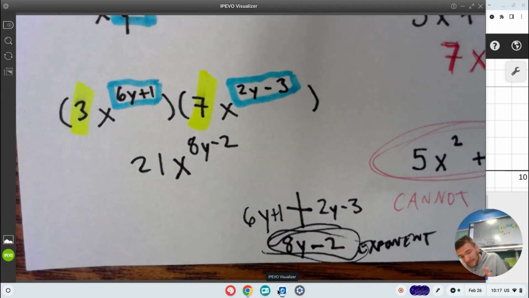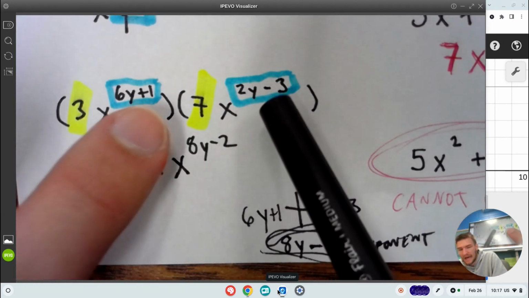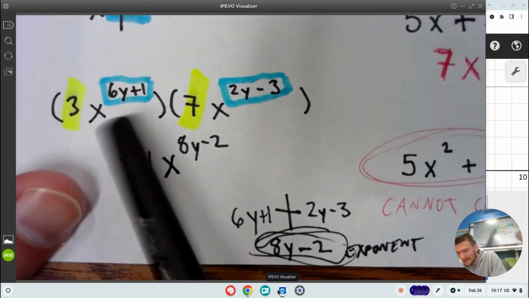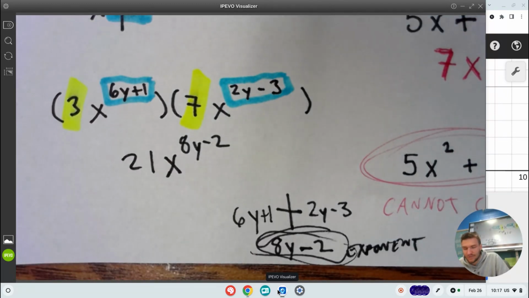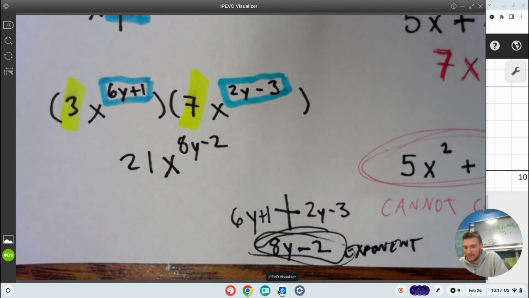I wrote on there, I understand it's difficult, I understand it seems a little crazy. It's the same rules as always. Multiply the big numbers, add the small numbers. And I know that adding these small numbers is not as easy as 2 plus 5, but it's still doable. You can still get the answer. All right, that's multiplying monomials.